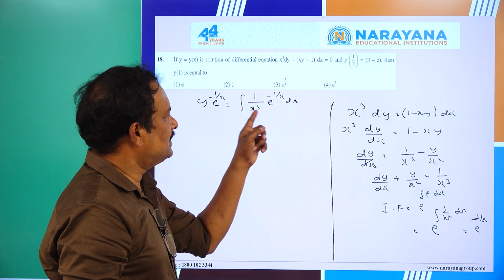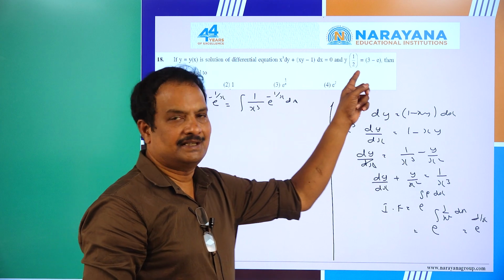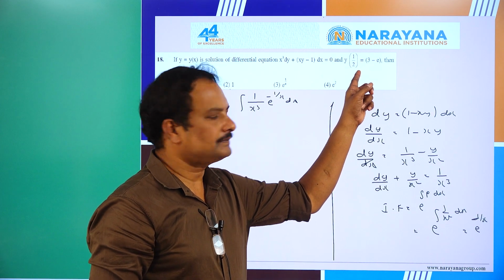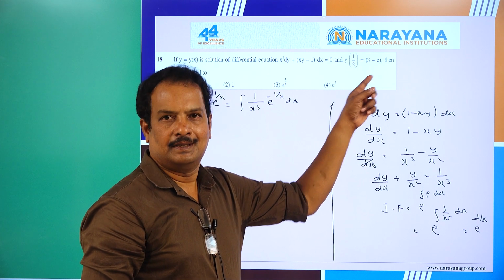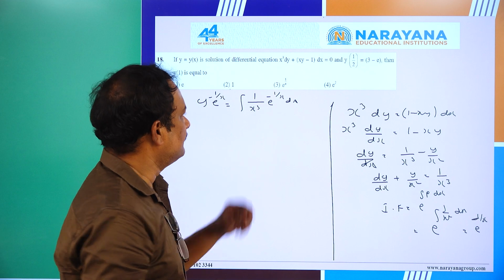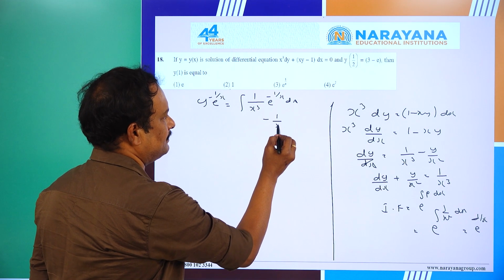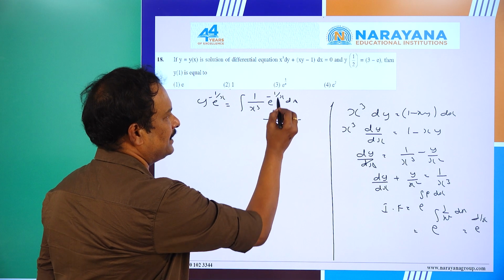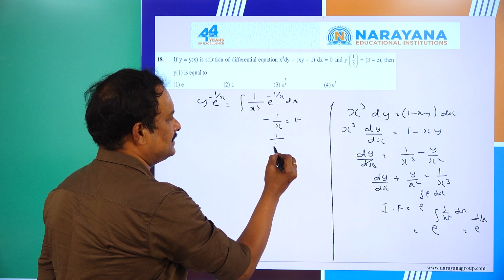Okay, so this has to be integrated. You will get the constant of integration. To get the constant of integration, they have given y of 1 by 2. What is the meaning of this? When x is 1 by 2, y is 3 minus c. So once you integrate this one, taking what? Minus 1 by x as t. So if you take minus 1 by x as the t there, it becomes e power t. Minus 1 by x derivative is that is 1 by x square.